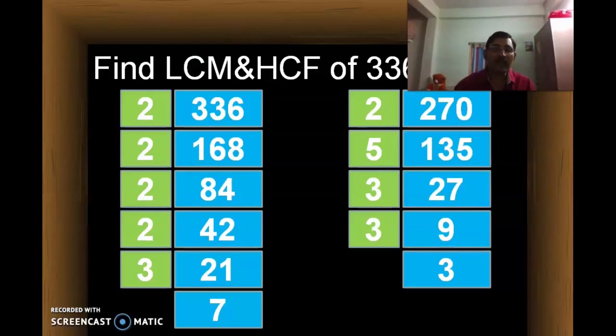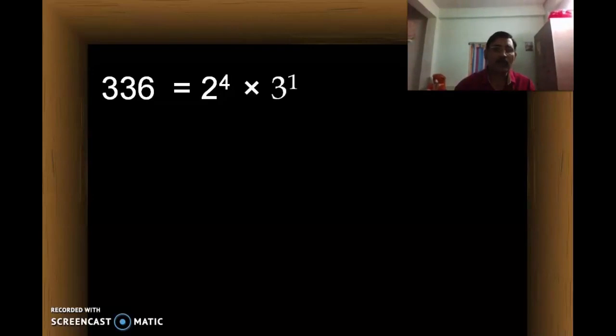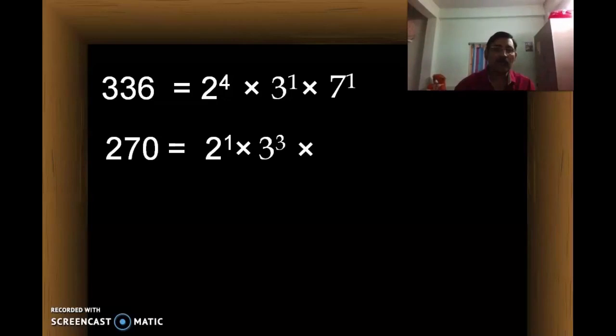Now these prime factors we take and we try to find out LCM and HCF. Now first we are considering 336, which is the product of 2 power 4 into 3 power 1 into 7 power 1, which we already found. Next you take 270, which is 2 power 1 into 3 cube into 5 power 1. Now, what is their HCF?